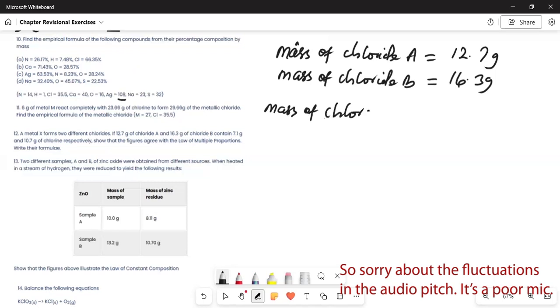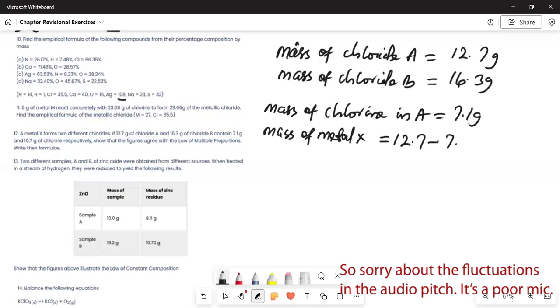So mass of chlorine in chloride A, according to the question, is 7.1 gram. That means the mass of the metal X, because they say a metal X forms two different chlorides. That is, it is metal X that is combining with chlorine in this case. So the mass of chloride A is 12.7, and the mass of chlorine in this chloride is 7.1. That means mass of metal X is equal to 12.7, which is mass of the chloride, minus 7.1, which is mass of chlorine.